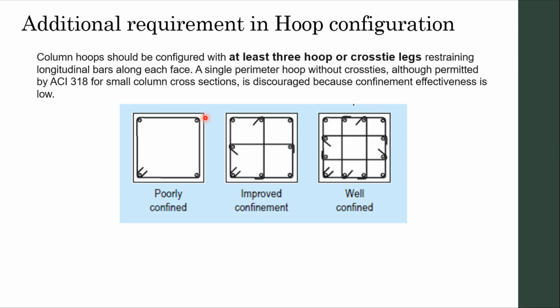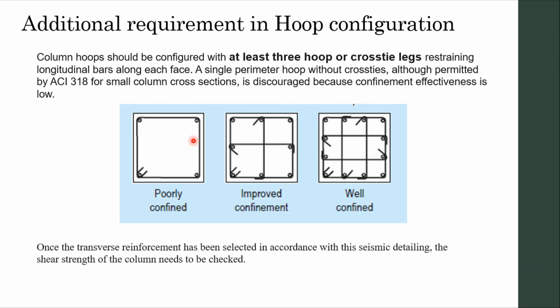So, based on ACI 318, it stated that the column hoop shall be configured with at least 3 hoop or cross-tie legs. Kailangan meron tayong 3 hoops or cross-tie legs. So, this one, kailangan improved confinement sila. Ito, ina-allow to for very small size of column, for example, bungalow house na hindi masyadong inaano yung loads, wala masyadong loads. So, pinapayagan, although permitted, but discouraged because the confinement effectiveness is mababa.